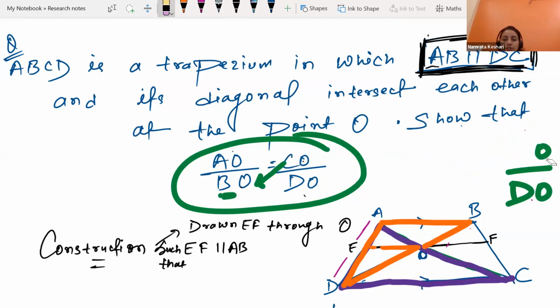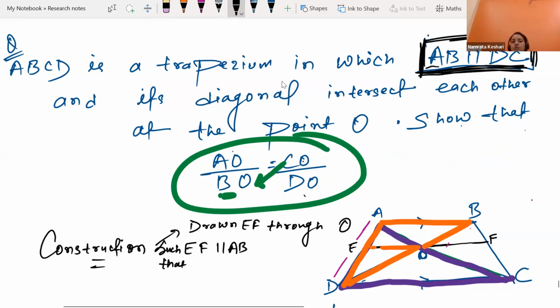Whatever we wanted to prove, once we focused on that, we realized AO, BO, CO, DO, how can we do that? Congruency or what? We were not getting it. Then we realized we can write it as AO by CO, BO by DO. Then it clicked that yes, we can do it. Okay, the construction EF we have done. This type of construction you have done in your previous class also, in class 9.